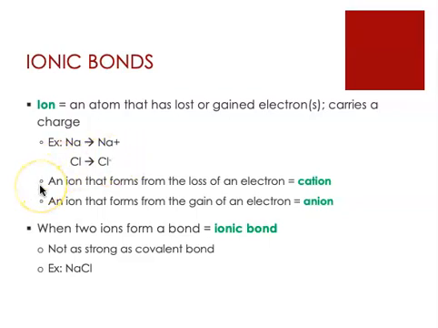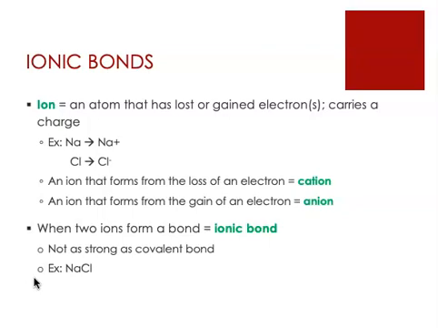So an ion that forms from the loss of an electron is called a cation. An ion that forms from the gain of an electron is called an anion. When two ions form a bond between them, we call that an ionic bond. So what holds sodium and chloride together is an ionic bond.